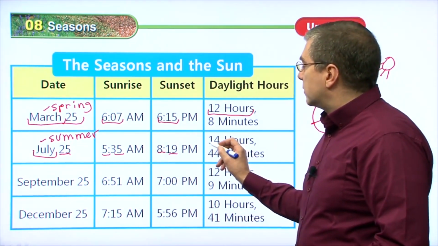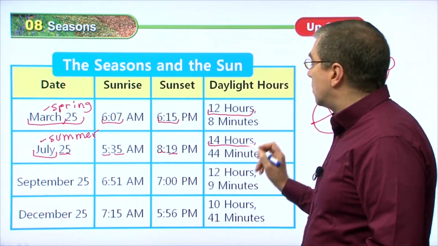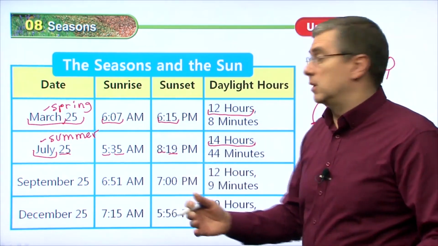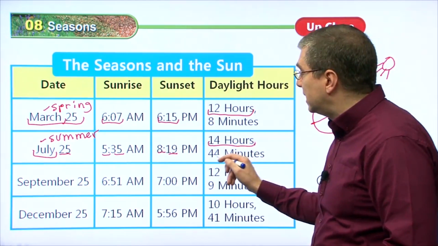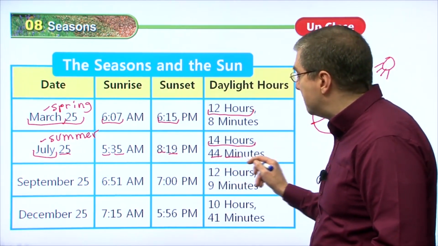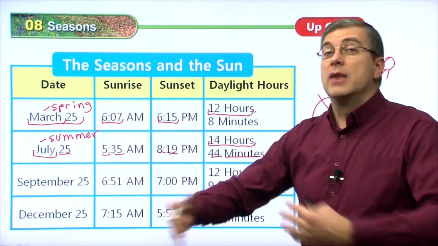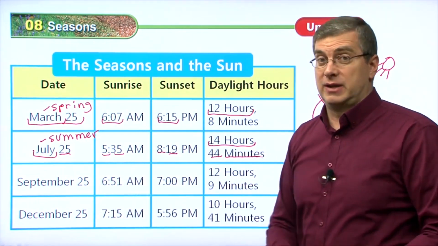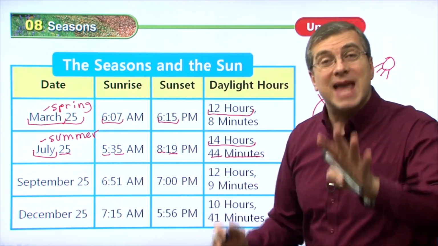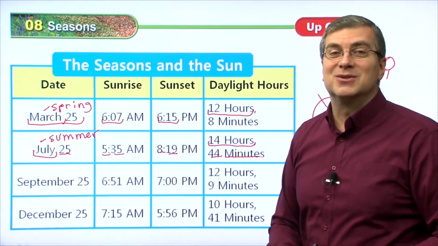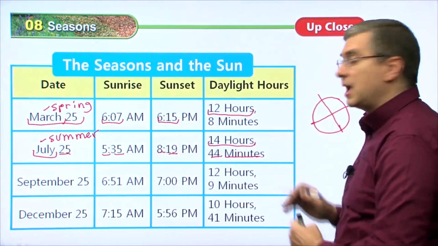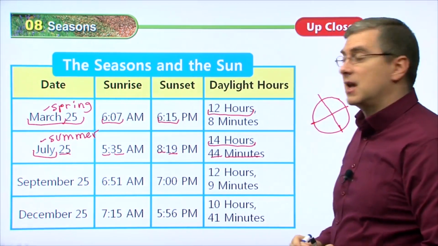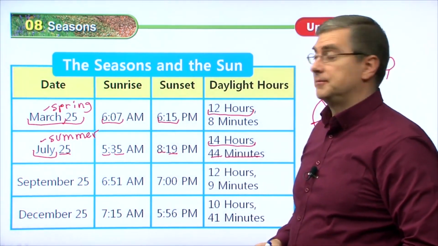So look at this. Wow, that's a lot of hours of daylight. 14 hours. You see, in the spring, we only had 12 hours. But in the summer, we have 14 hours and 44 minutes. That's really long. There's a lot of daylight in the summertime. And that's one of the reasons why it's so hot. And of course, the earth is closer to the sun in the northern hemisphere.